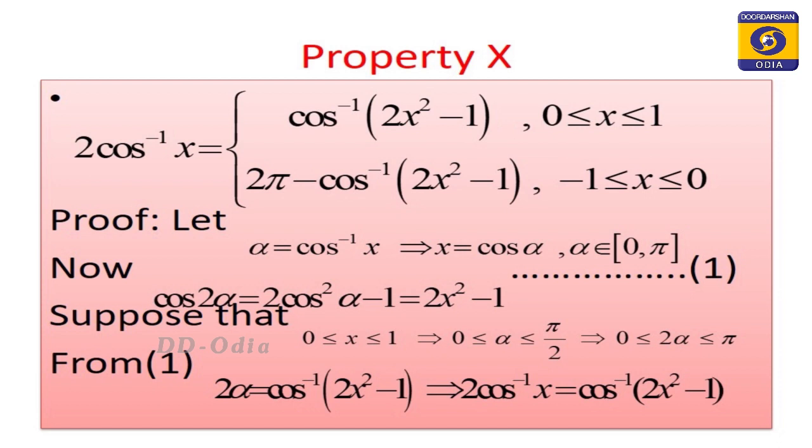So from equation 1 we get cos 2 alpha is equal to 2x square minus 1. So 2 alpha is equal to cos inverse of 2x square minus 1. Put alpha equals cos inverse x. So 2 cos inverse x is equal to cos inverse of 2x square minus 1. Similarly you can prove the other case, minus 1 less than or equal to x less than or equal to 0. I have proved for 0 less than or equal to x less than or equal to 1, 2 cos inverse x is equal to cos inverse of 2x square minus 1, right?